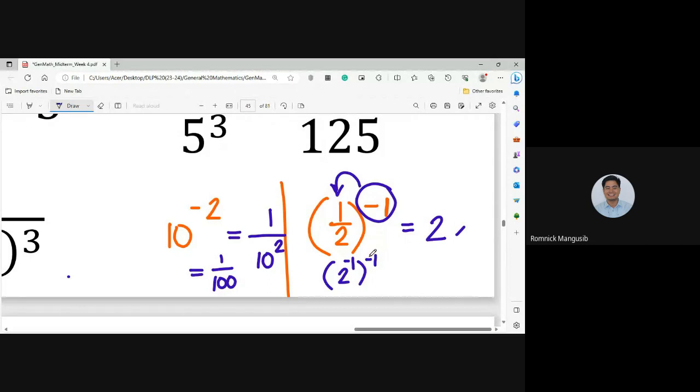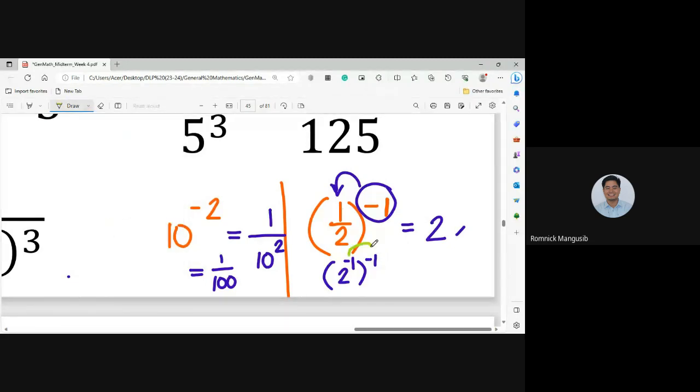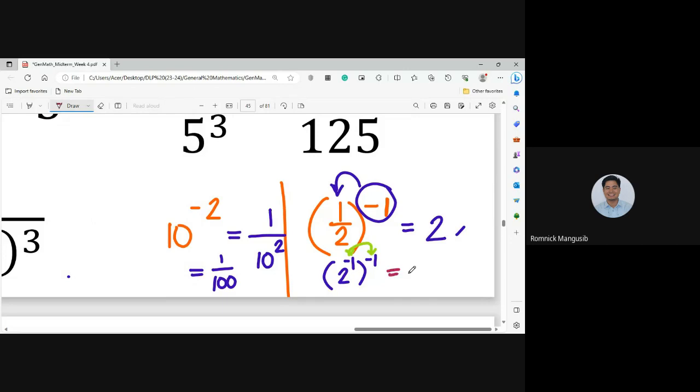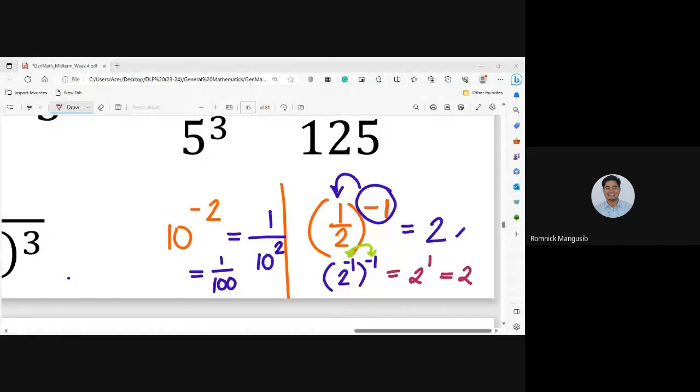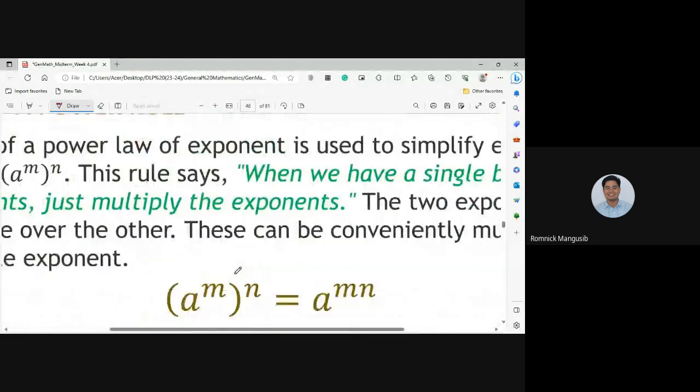O anong utos ng exponent rule? 2 times negative 1, 2 raised to negative 1. Then gagawin natin, we're going to multiply negative 1 times negative 1, isn't it? Which gives us an answer of 2 raised to 1, which is 2. So the answer really is 2. Okay, good. Marami ang nakasagot sa inyo ng 2. Let us now proceed to the next rule, the power rule.